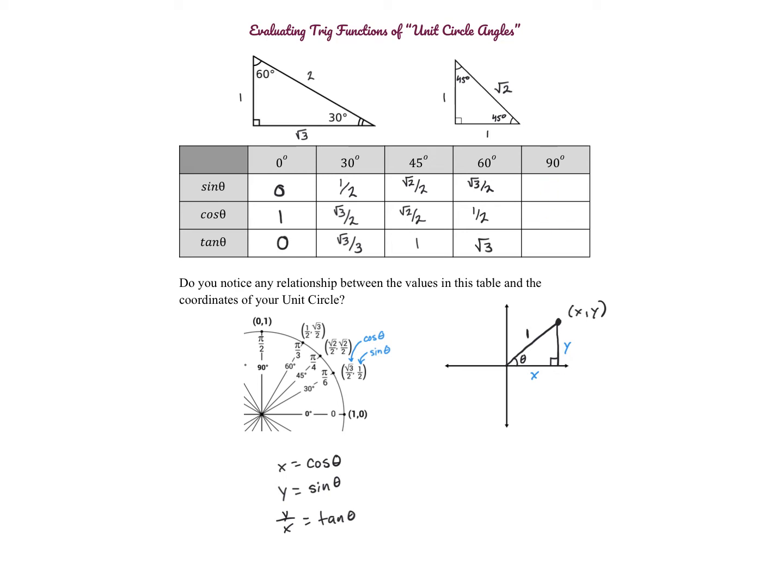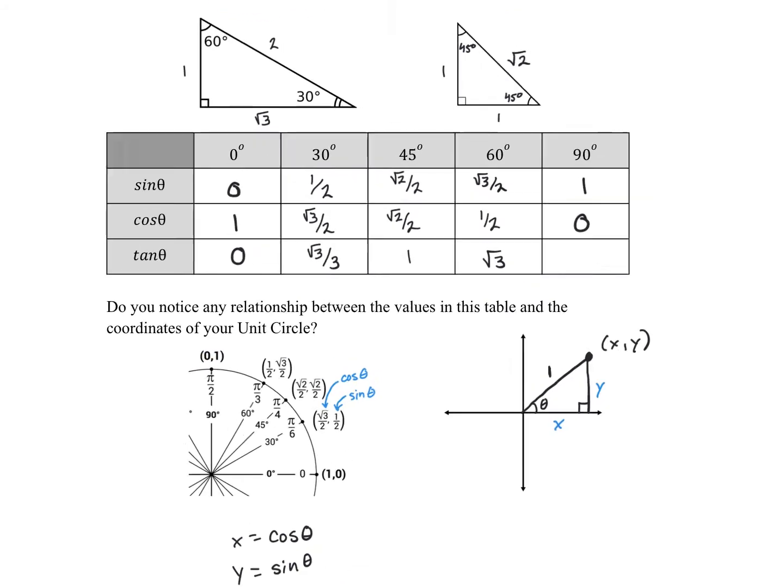Now for 90 degrees, which would be up here, again, the sine of any angle would be the y value from our unit circle, so that's 1. Cosine is the x value, so that's 0. And tangent is y over x, which in this case is actually undefined.